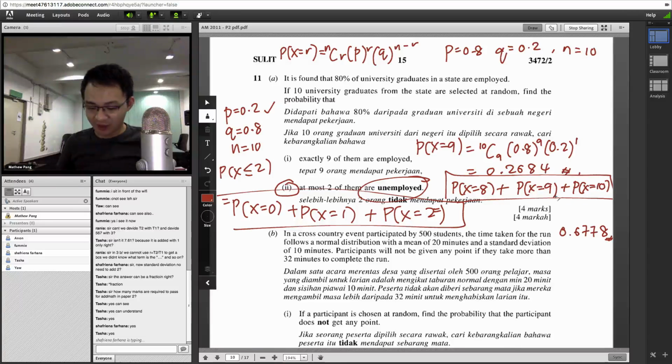Or you can do it yourself, because there's so little space here for me to do. But if you want, I can change to the whiteboard and then we do it there. If no, then we're going to move on to B.